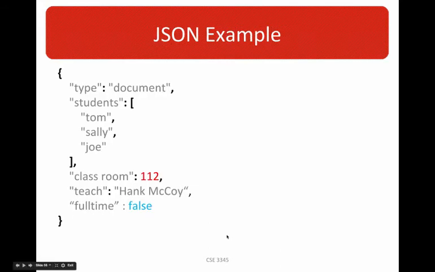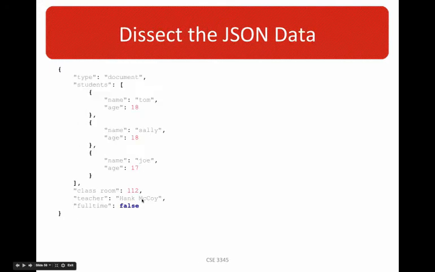Now, we're going to combine a bunch of the different data types and get a little more detail. Looking at this, once again, we have an entire object to encapsulate all of this information. We have a bunch of different pairs. We have type, document, it's a string. Next, we have students, which is a string array. Classroom, which is a number. Teach, string, full-time, Boolean. Pretty easy.